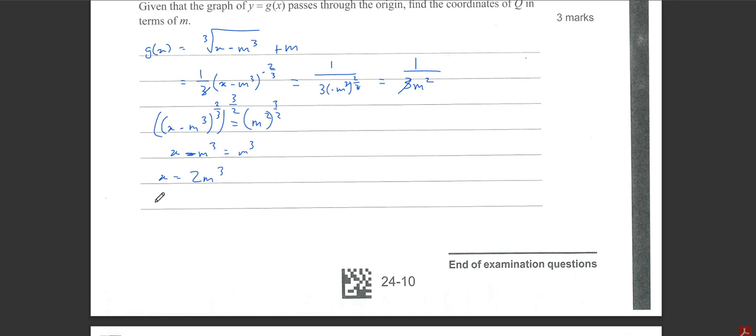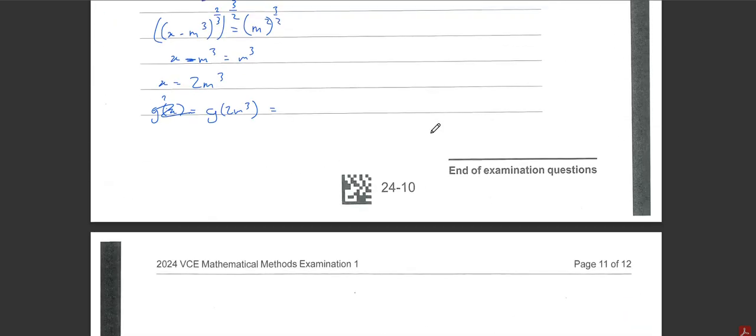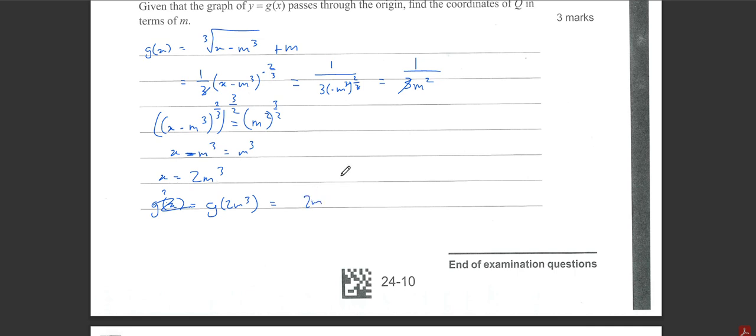And when we substitute that back into g of x, we get g of 2m cubed is equal to cube root of 2m cubed minus m cubed, plus m, cube root of m cubed plus m, so 2m. 2m cubed, 2m. Therefore, Q is the coordinate 2m cubed, 2m.